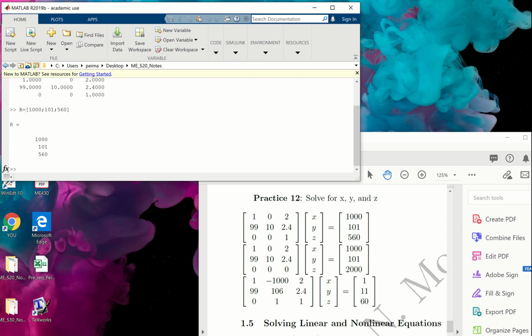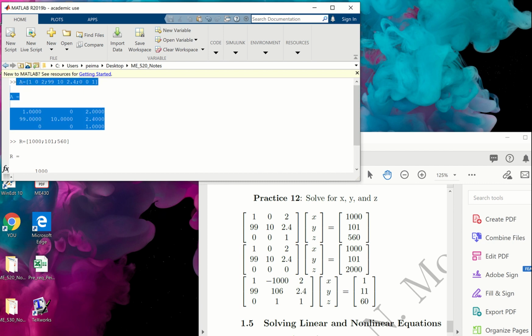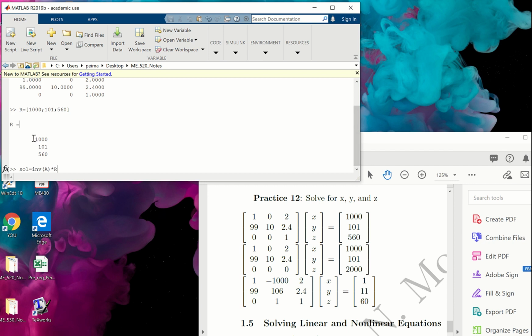Based on whatever I taught in part 7, which you can find on YouTube, the solution is going to be the inverse of A multiplied by your R. This is 3 by 3, and as I taught in part 7, you have to be very careful. And this is 3 by 1. So 3 by 3 times 3 by 1 gives you 3 by 1. So this is what you get. This is your x multiplied by 10 to the power of 3, this is your y, and this is your z.